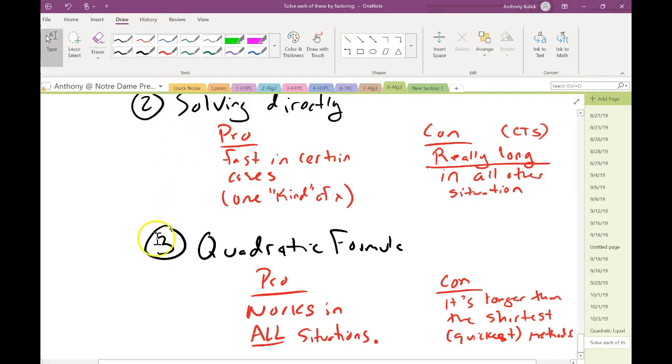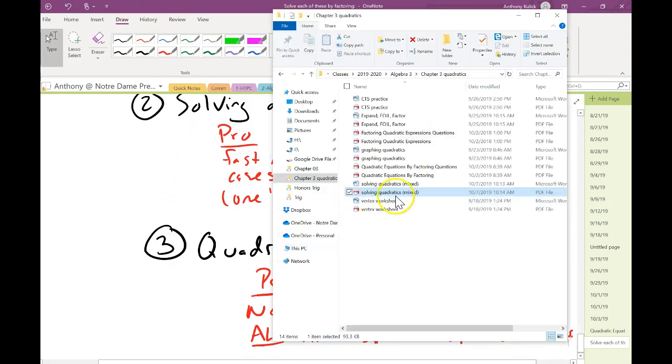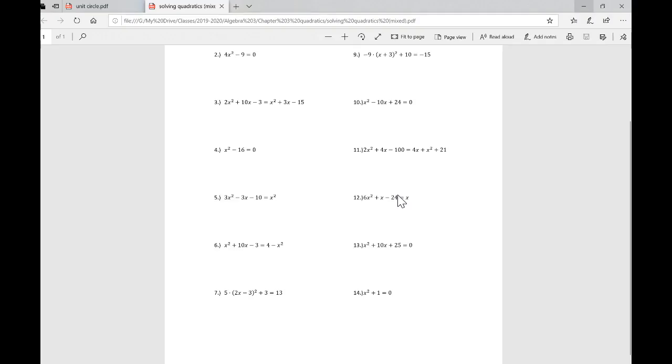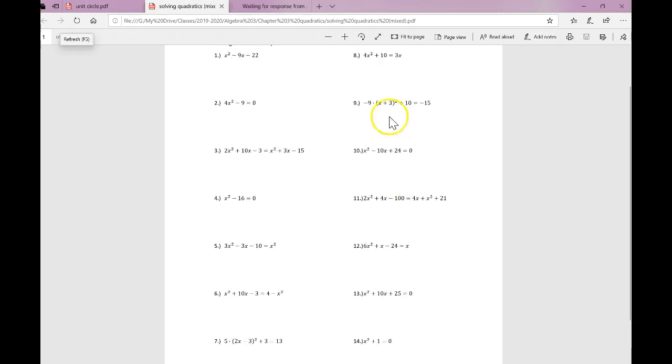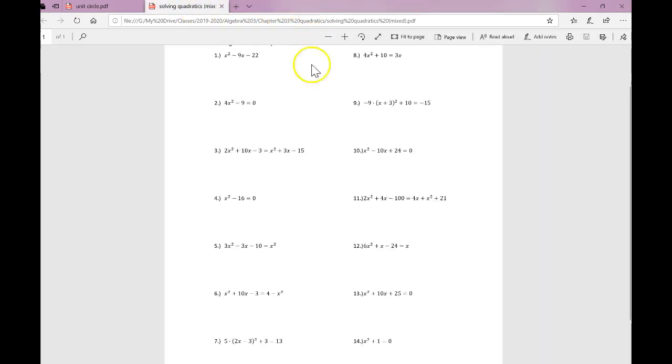Now, for tomorrow, I've posted an assignment on PowerSchool where I've given you 14 quadratic equations. Some of them are obvious what to do with, like they're easy shortcuts. Like it's obvious to factor this, or use solving directly, or the quadratic formula. Try to pick the best or fastest method for each one. Don't try to do them all the same way. Try to pick and choose the fastest way to do them.